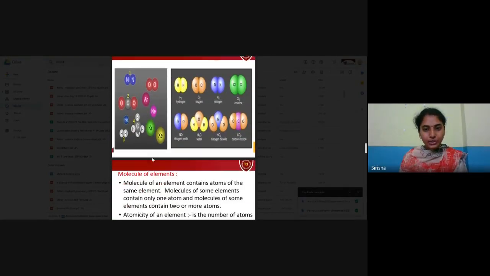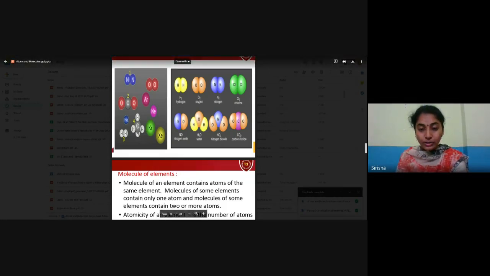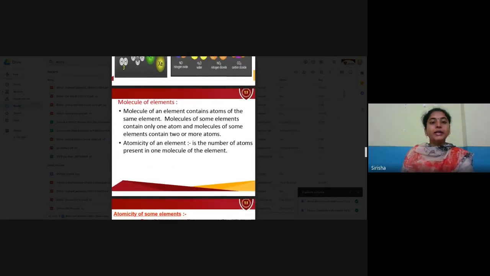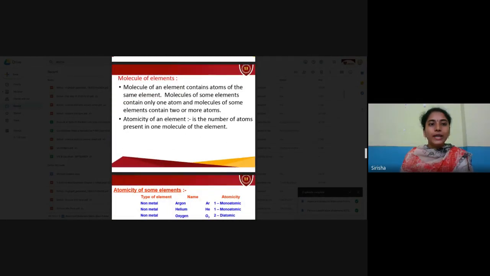See, if you look at this picture, you can clearly understand how elements or atoms combine together to form a molecule. Two hydrogens combine to form a molecule H2, oxygen O2, nitrogen N2, chlorine Cl2, NO2. Here NO2 is a triatomic molecule, and they are formed together by forces because there should be some forces of attraction. Next we shall see what is a molecule of elements.